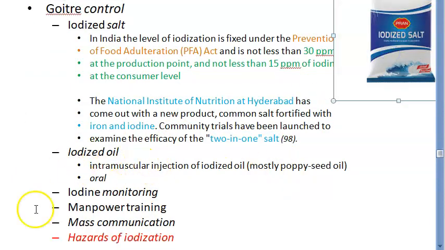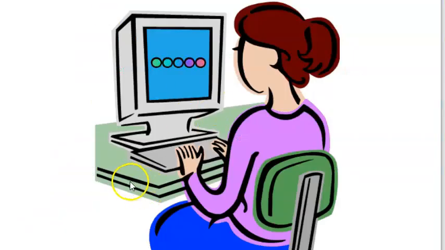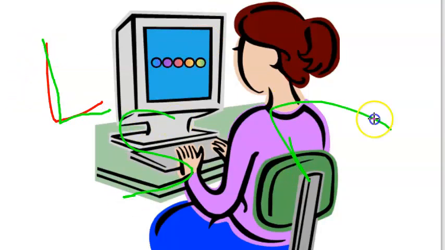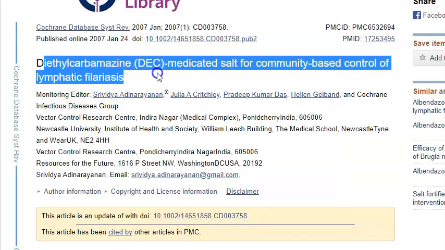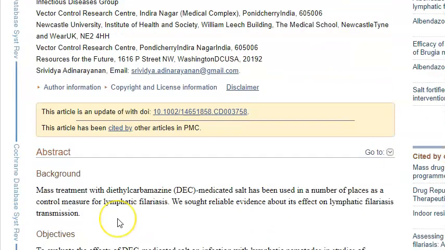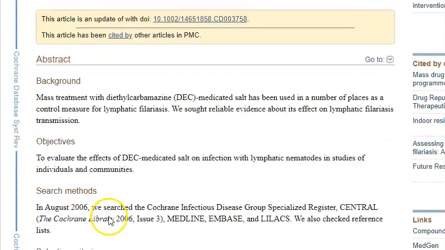Actually, guys, do you remember in lymphatic filariasis, we studied that in Lakshadweep, they have so much filariasis. Obviously, it's coastal, right? So in Lakshadweep, in the salt, they will add diethylcarbamazine so that they can control lymphatic filariasis. See, diethylcarbamazine medicated salt for community-based control of lymphatic filariasis. If I'm not wrong, this is in Lakshadweep, right?